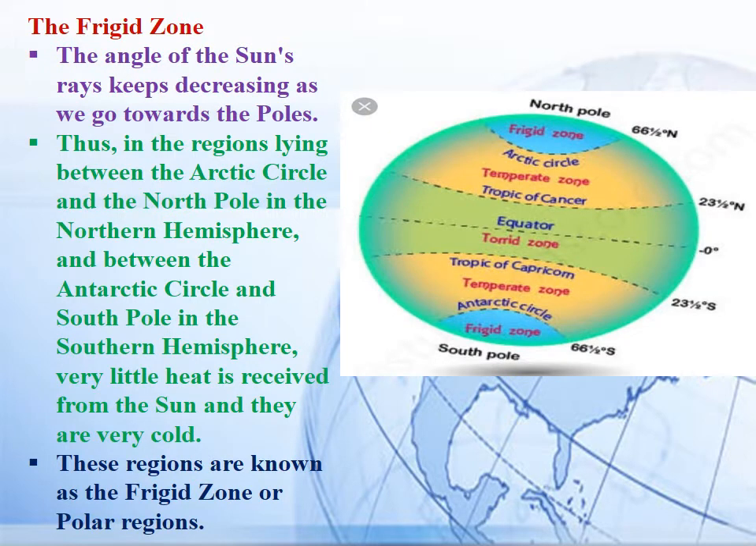The frigid zone. The angle of the sun's rays keeps decreasing as we go towards the poles. Thus, in the regions lying between the Arctic Circle and the North Pole in the northern hemisphere, and between the Antarctic Circle and the South Pole in the southern hemisphere, very little heat is received from the sun and they are very cold. These regions are known as the frigid zone or polar zone.